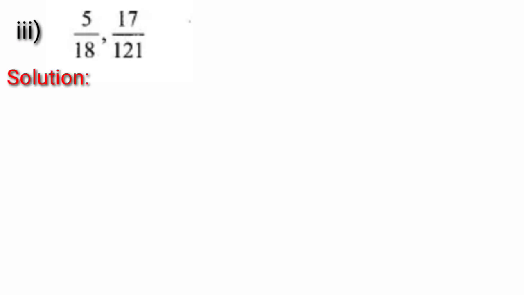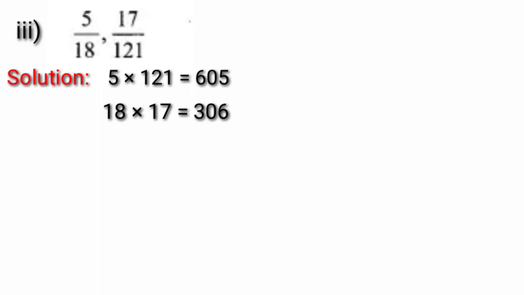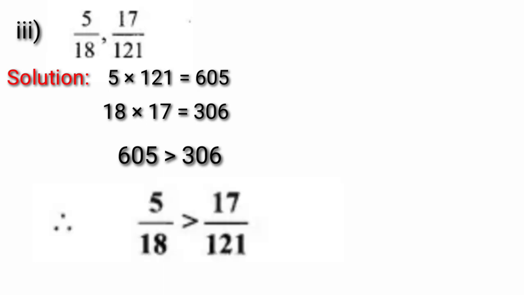Third, ratio 5 upon 18 and 17 upon 121. We can cross multiply to compare the fraction. So 5 multiplied by 121 is equal to 605 and 18 multiplied by 17 is equal to 306. So 605 is greater than 306. So the fraction 5 upon 18 is greater than 17 upon 121.